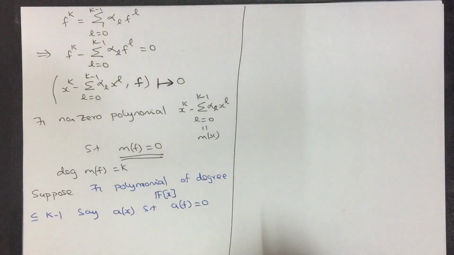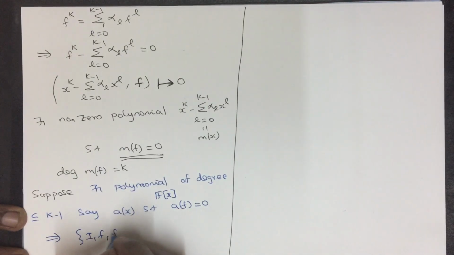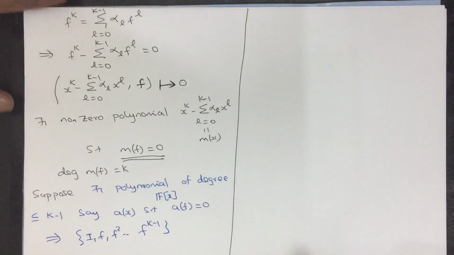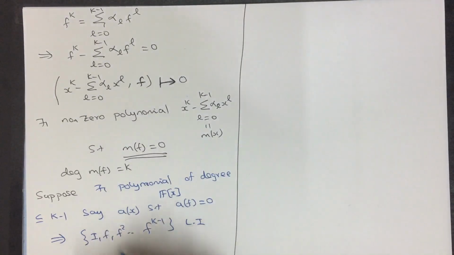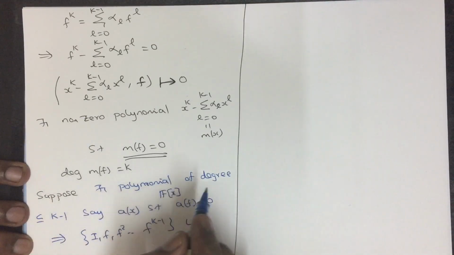What does that mean? That will give rise to a linear combination of the elements I, f, f square, etc. up to f to the power k minus 1, contradicting the fact that this is linearly independent, because any linear combination of these giving rise to the 0 map has to be the unique representation as 0 times each, since this set is linearly independent, and a subset of it is also linearly independent. Therefore, this is not possible.